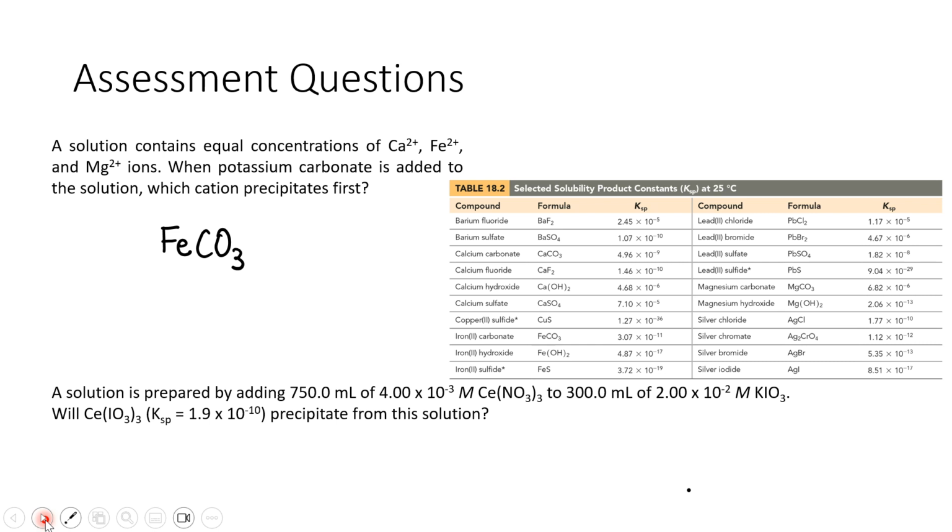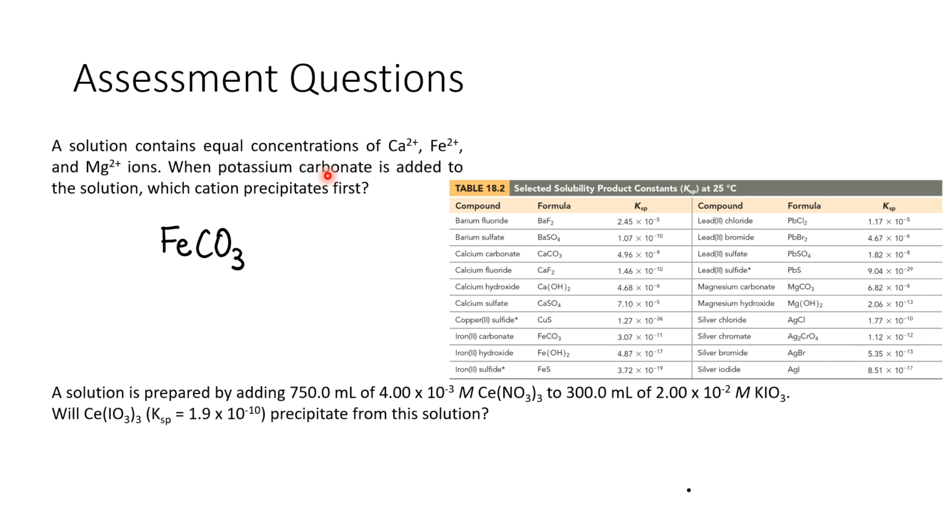Okay, we're going to wrap this up with some assessment questions. So this might be an ACS style question, right? It's going to say a solution contains equal concentrations of these ions. When potassium carbonate is added to the solution, which cation precipitates first? So which of these cations are going to precipitate when you expose them to carbonate, which is the anion? The potassium doesn't even really matter because potassium carbonate, if you know your solubility rules, is soluble, which means you're going to form K plus and CO3 2 minus.